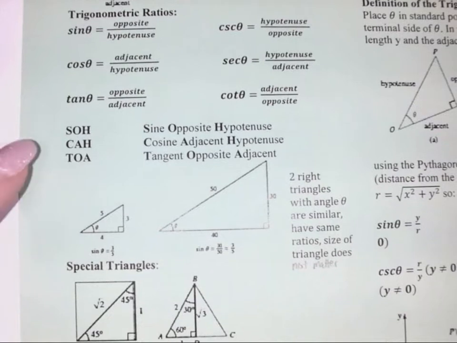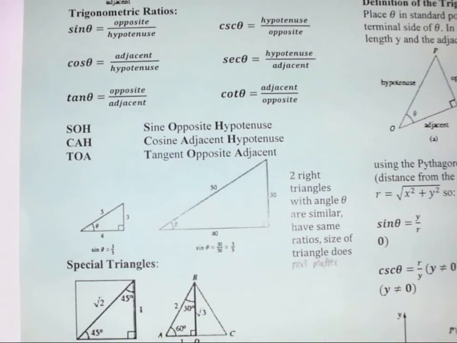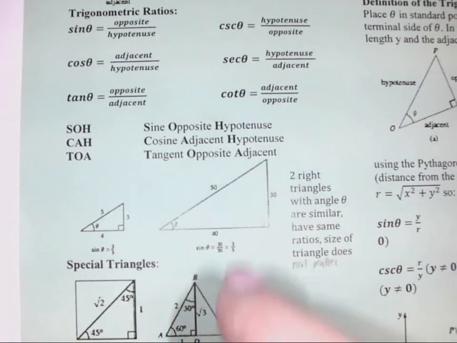And we can remember this with SOHCAHTOA. So sine, opposite, hypotenuse; cosine, adjacent, hypotenuse; and tangent, opposite, adjacent. So that can help you remember that.